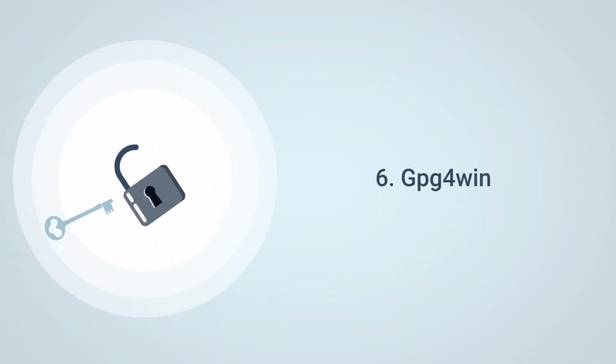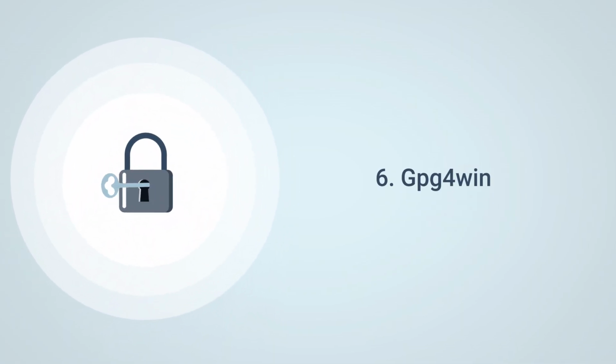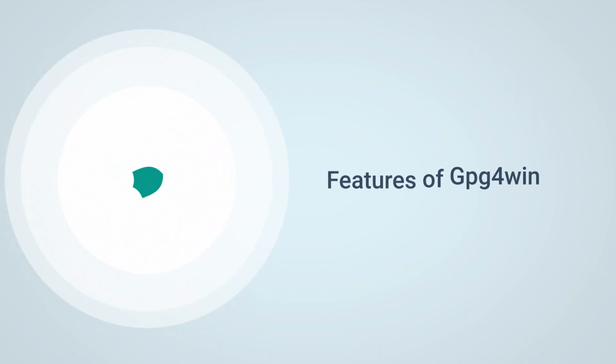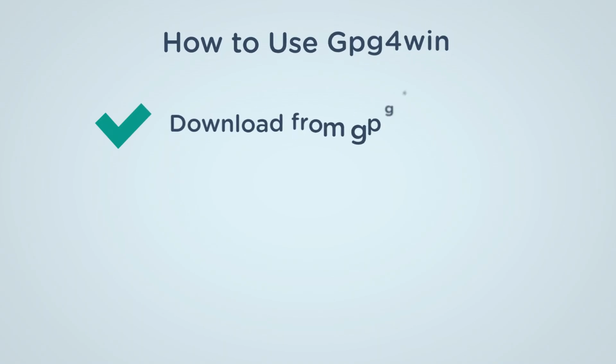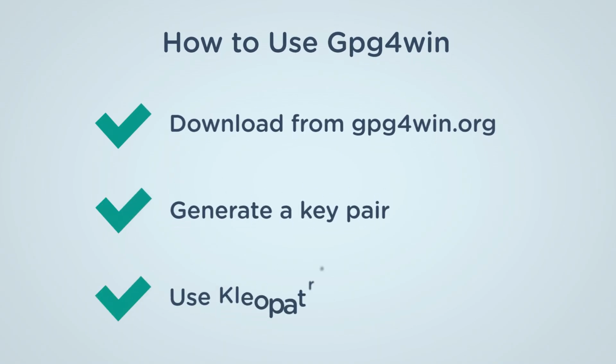Lastly, GPG4Win, a free encryption tool ideal for encrypting files and emails using the OpenPGP standard. It supports strong encryption methods and works with Microsoft Outlook for email security. To use GPG4Win, download it from gpg4win.org and generate a key pair for encryption.